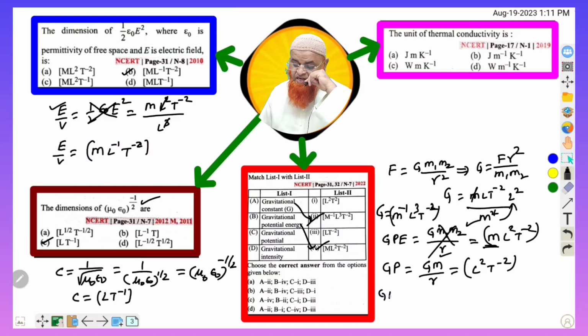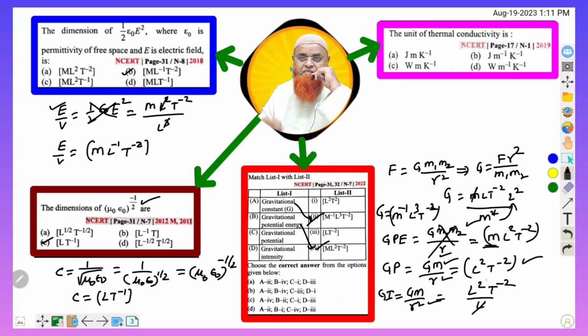Next, gravitational intensity. Gravitational intensity is nothing but G m by r square. What is the meaning of G m by r square? Already the G m by r dimensional formula is ready. In the denominator, if you add one L, because r square is there, here r is there. So L square T power minus 2 by one L extra than the above formula. So here L square by L gets cancelled. L T power minus 2 is going to be our dimensional formula.